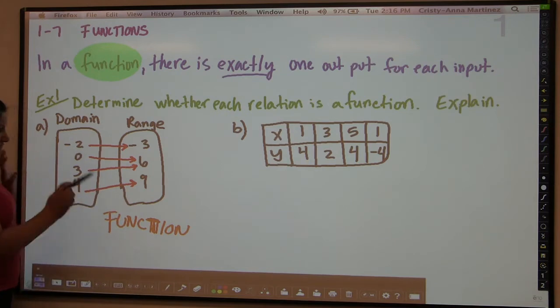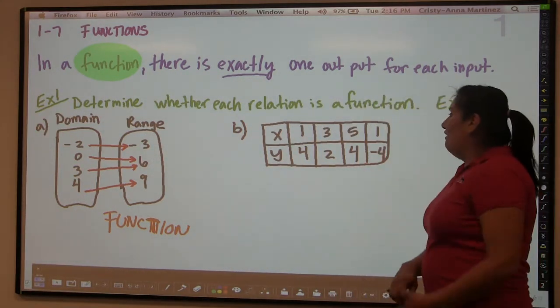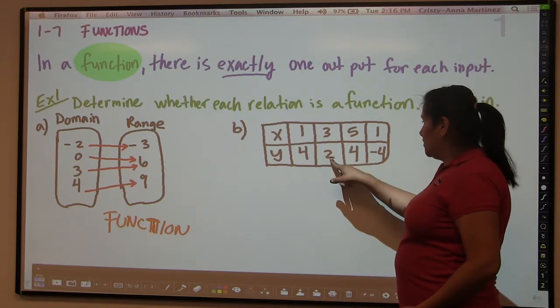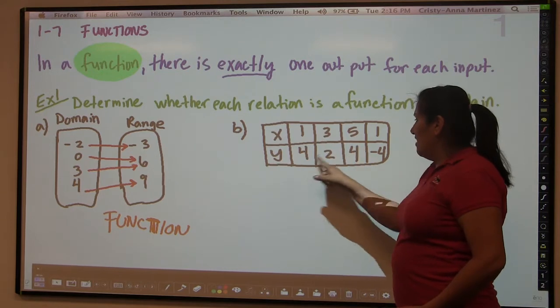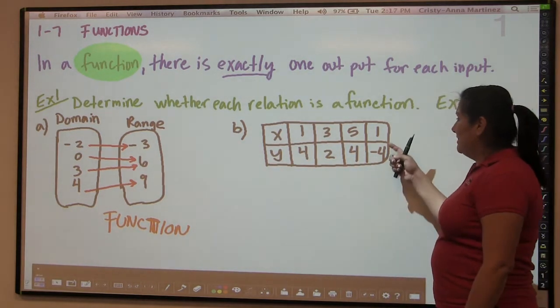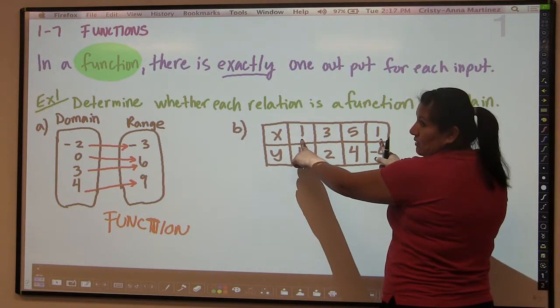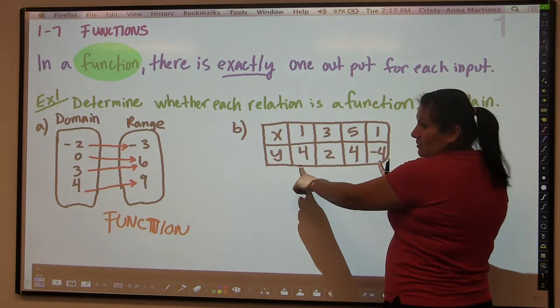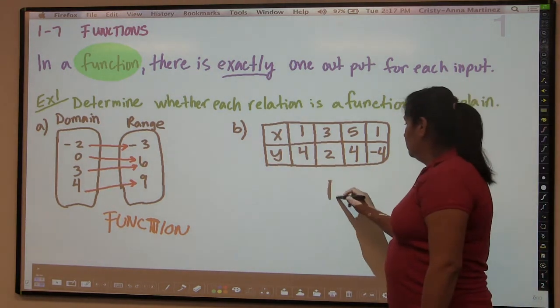So case in point, B. So for part A, function. In the case of B, you have that 1 goes to 4, 3 goes to 2, 5 goes to 4. Again, two different x values, same y value, not a problem. The problem comes when you have 1 to -4. This is the same x value, 1, and it has two different y values, 4 and -4. Do you see the difference there? This is not a function.